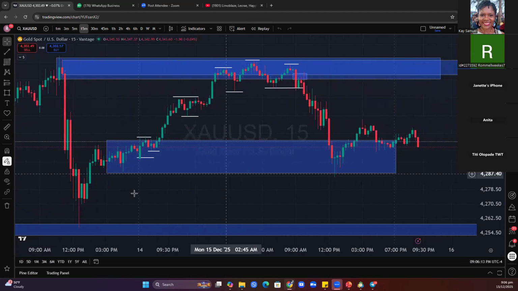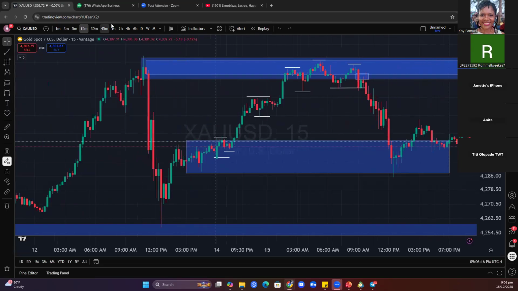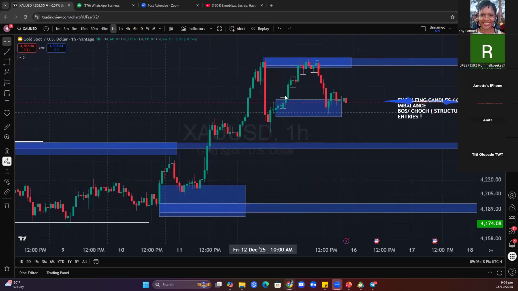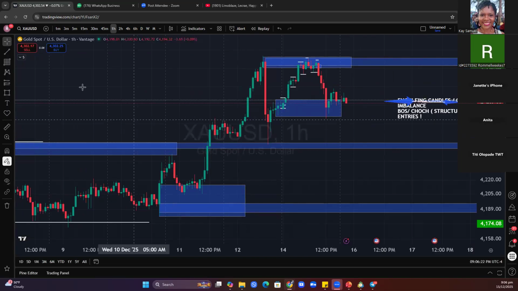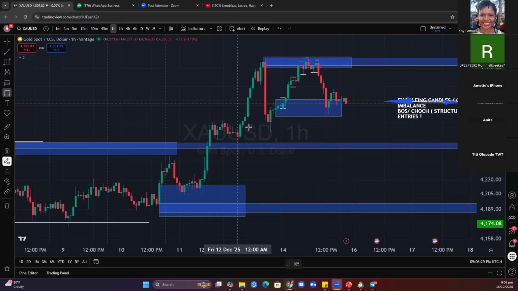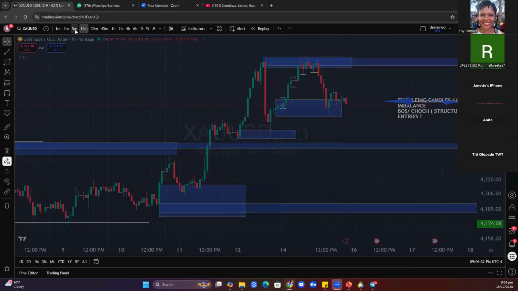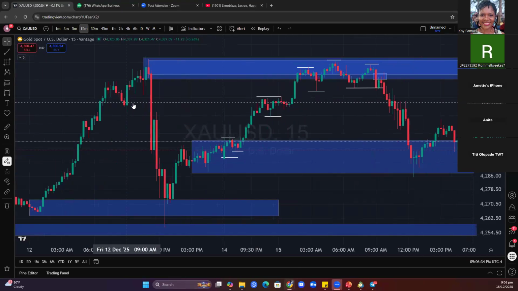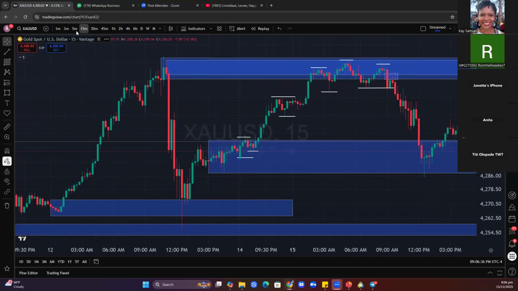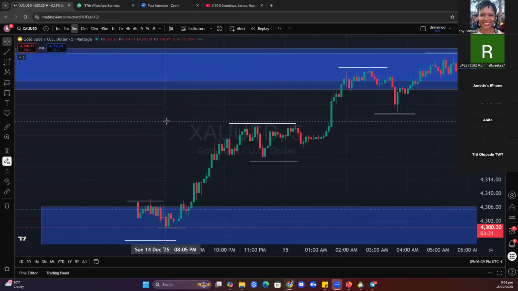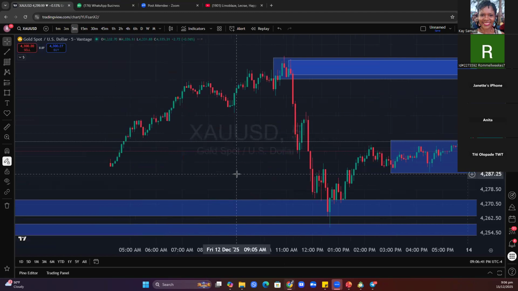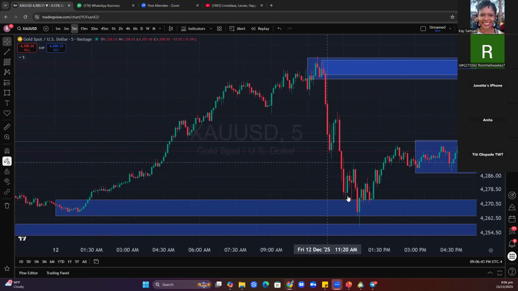For example, this particular area I don't like for any buys, to be honest. If I had to buy, it would have been back in here. Price came right down into the area. You see that once again? All right, cool. So this is an area that I'm looking to buy in.